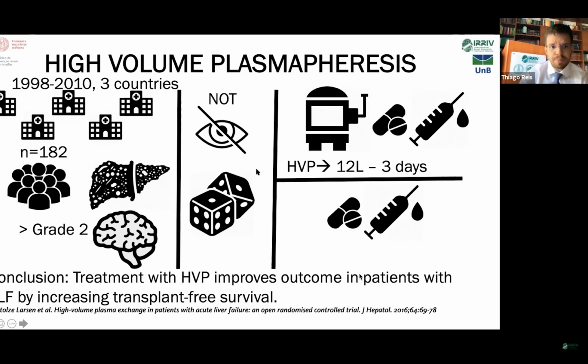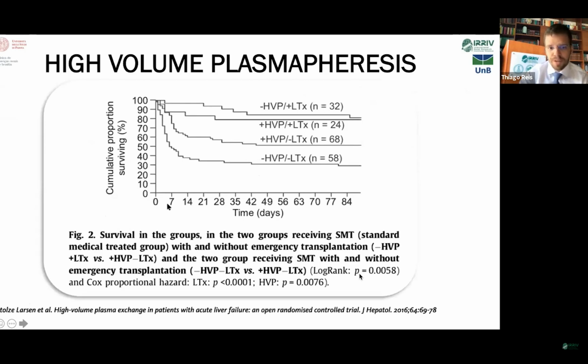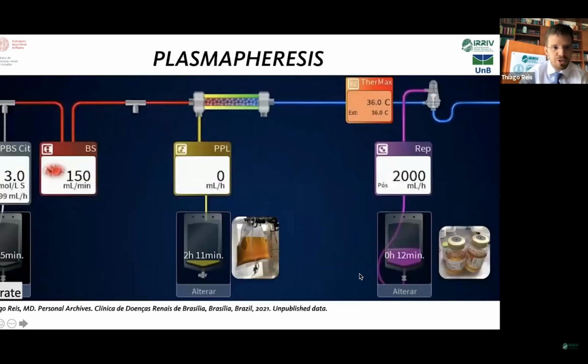It was demonstrated that, in this figure, on the x-axis we have the time after the treatment was initiated, and here the cumulative survival. So in patients that were submitted in the end to liver transplant, there was no difference whether they had previously performed plasmapheresis or not. However, those patients that were not submitted to liver transplant, those here that had treatment with high volume plasmapheresis, had a better outcome when compared to patients here, the lower line, that did not receive plasmapheresis. So this is briefly the representation of the circuit.